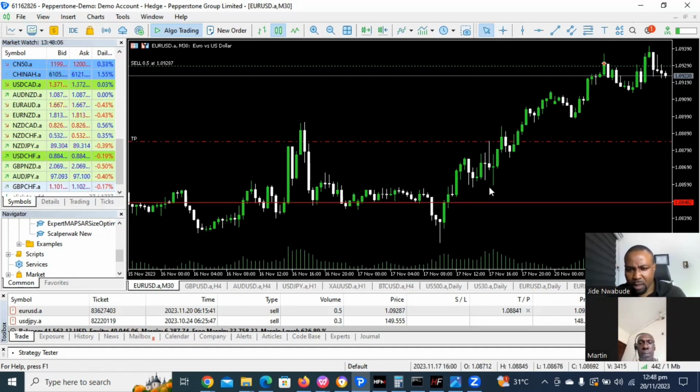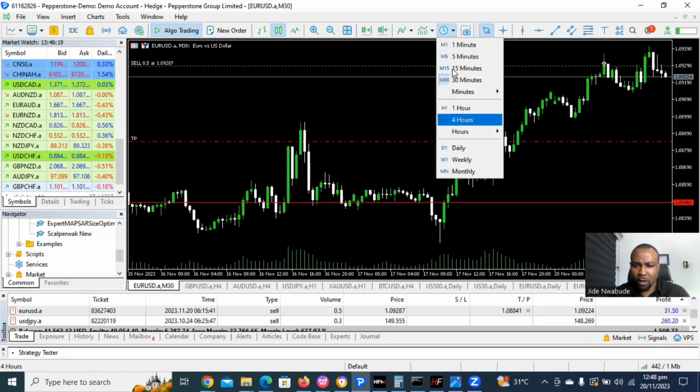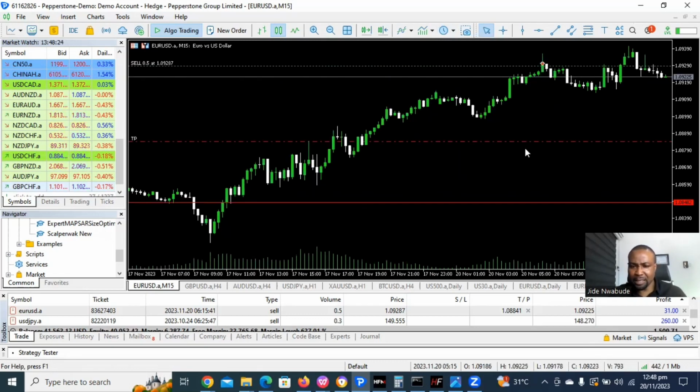Price went up, retrace, up, retrace, up, retrace, up, retrace, up again. And this could be a retracement, this could be a reversal. But time will tell, time frame will tell. So we move to another time frame, the 15 minutes time frame. Let's see if the 15 minutes time frame will give us that answer. So you can see up, retracement, up, retracement, up, retracement.